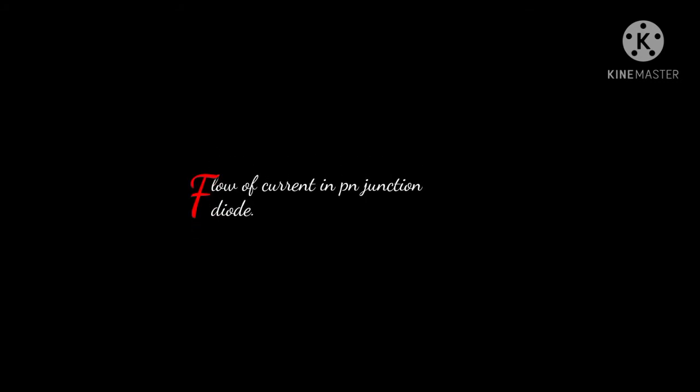Students, now we have to study the flow of current in a PN junction diode in detail. To study the current flowing through the diode, we must do biasing of the PN junction diode. Biasing means we have to provide external voltage across the terminals of the diode. There are two types of biasing of a PN junction diode. First is forward biasing and second one is reverse biasing.